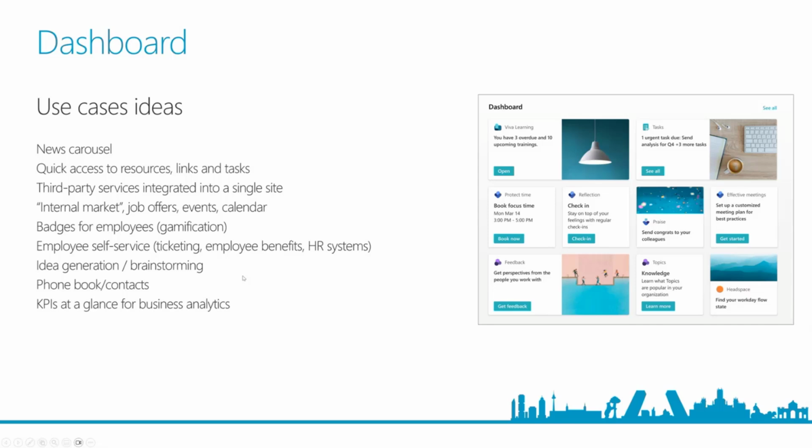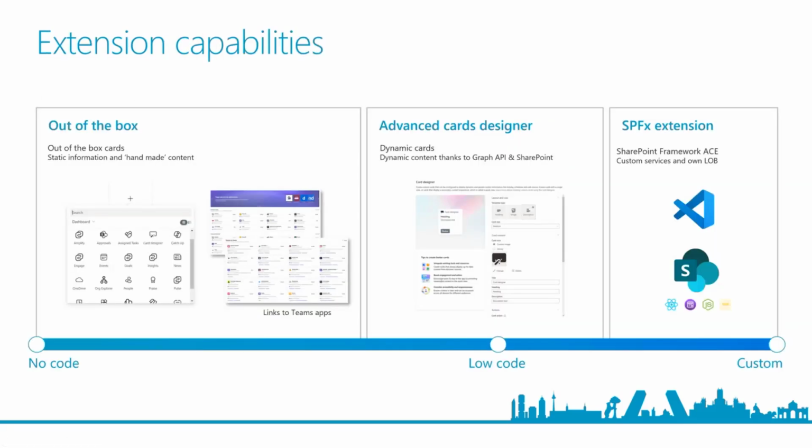You can integrate a lot of things from different services that you have in your company, like ticketing from support, from HR systems, or employee benefits that you want to show to your employees, and a lot of things more. So I don't want to waste much more time with the presentation, but I really want to say that we have three capabilities, three methods to implement a lot of things in the dashboard.